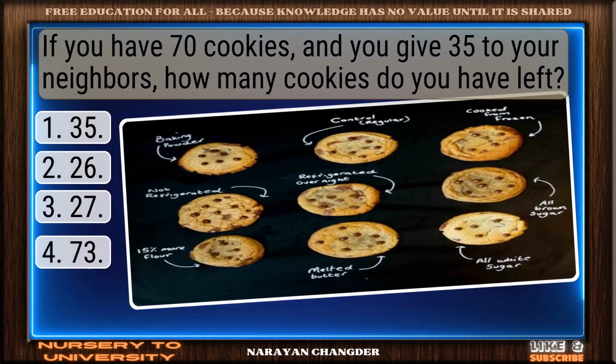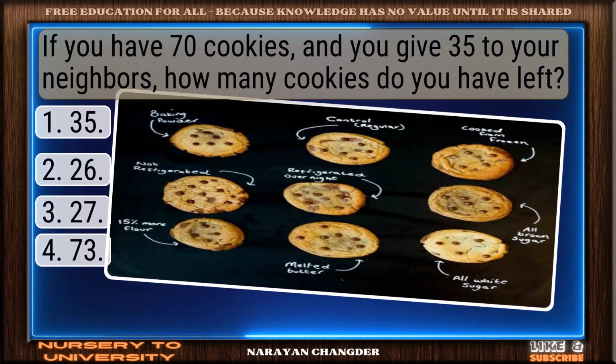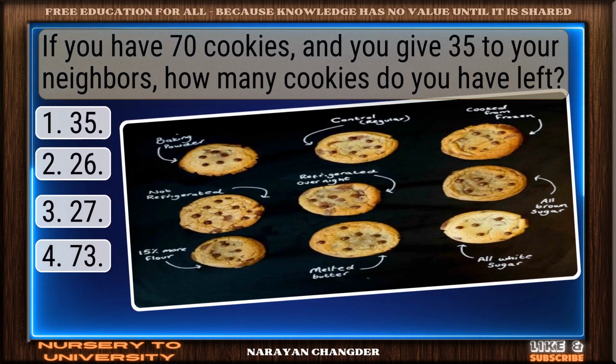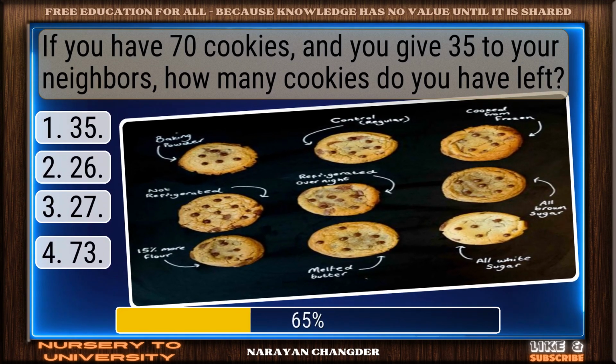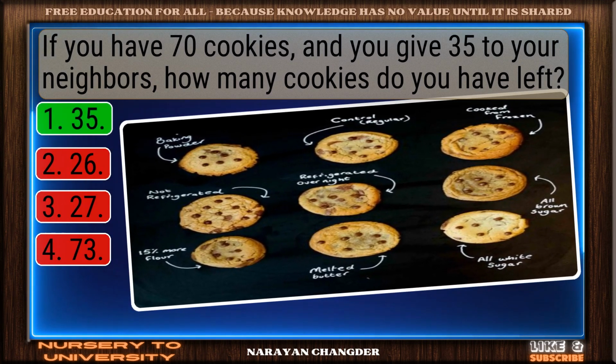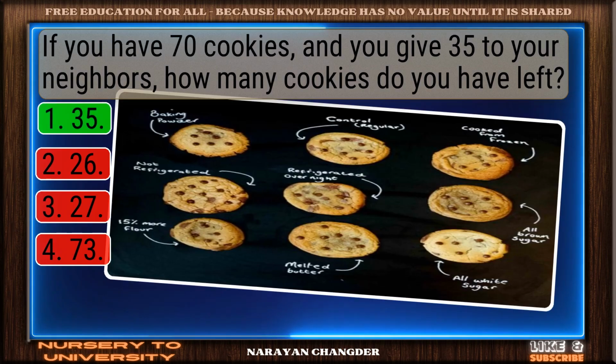If you have 70 cookies and you give 35 to your neighbors, how many cookies do you have left? Solid response. 35 is a valid choice.